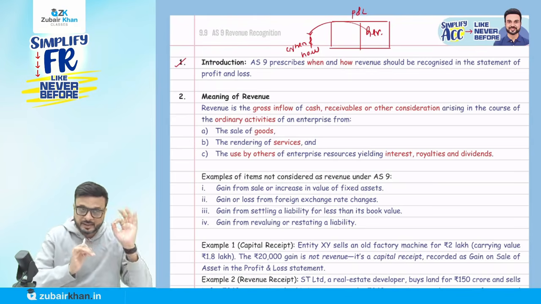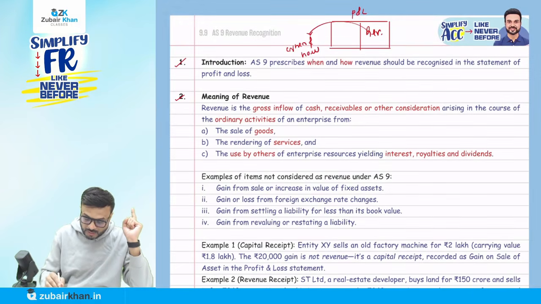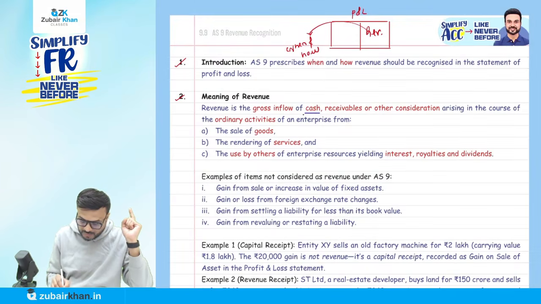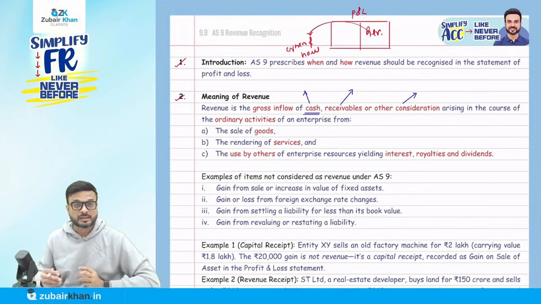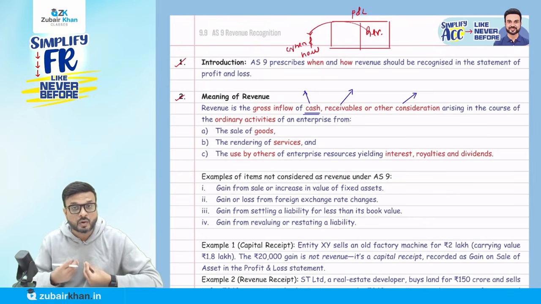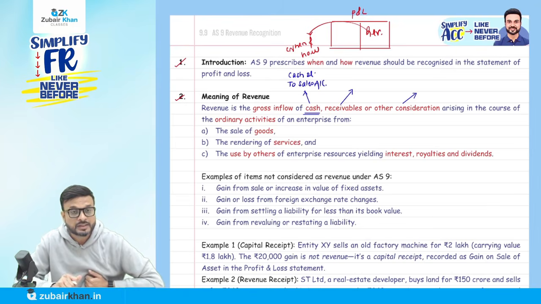Listen carefully. They say revenue is the gross inflow of what? Cash. It means, for example, a cash sale. So I will pass the entry: cash account will be debited and sales account will be credited. So this is the entry I am to pass.